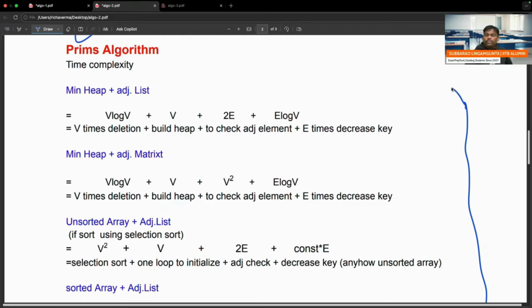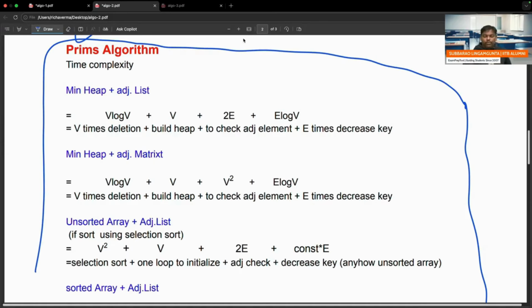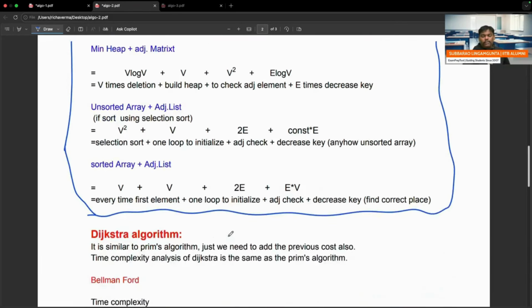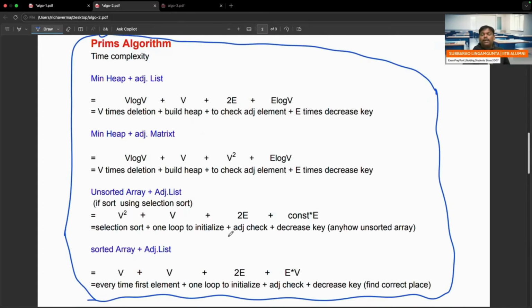Time complexity means this is the area. I will minimize also. Time complexity means this area will come. Min heap and adjacency list. Min heap and adjacency matrix. Unsorted array, adjacency list. Sorted array, adjacency list. Please be careful. It is there in your notes also. You cannot learn it by heart. Please go through this. It's very, very important. Prim's algorithm, time complexity: min heap and adjacency list.